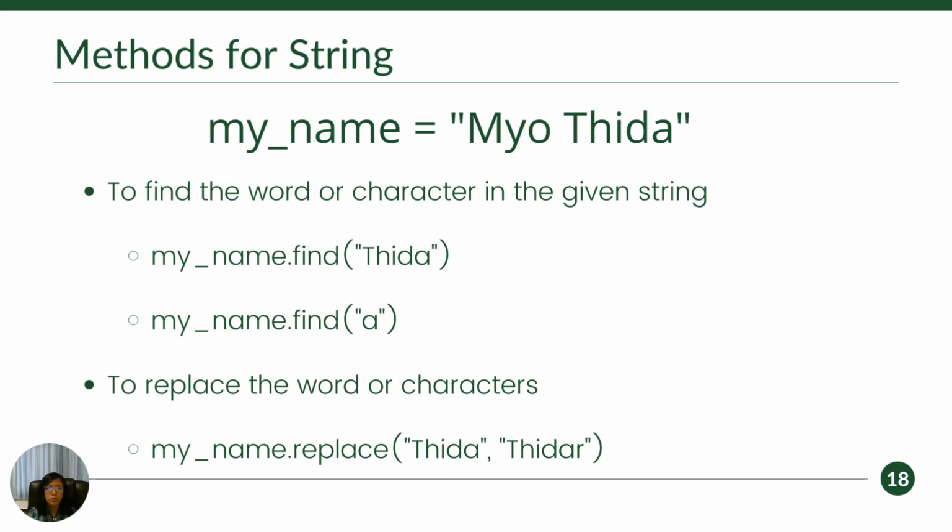Another method quite useful for us is finding a word in the string. For example, I have a paragraph and I want to find some particular words from my string, all right? So I will use a method called find, F-I-N-D. Or we want to replace one word or one character, right? Maybe sometimes I made a mistake in my name, so I want to replace theta with T-A-R, theta, okay? So we will use a method called replace, all right? Find and replace.